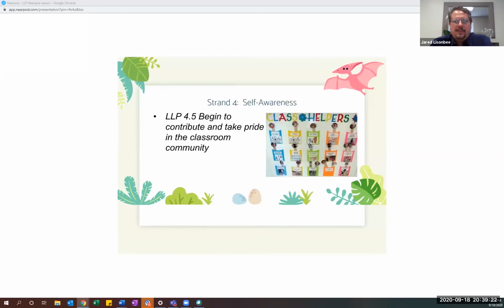So the next one, also having to do with creating a sense of community, which has overlap with the social studies domain too. Begin to contribute and take pride in the classroom community. Helping the child to recognize, oh, the behaviors that I do here in the classroom impact the other people around me. As I work with other people, as I share materials, or as I talk or help collaborate in building a block structure, as I'm interacting with other people, I am helping to create a positive learning experience for myself and for the people around us.